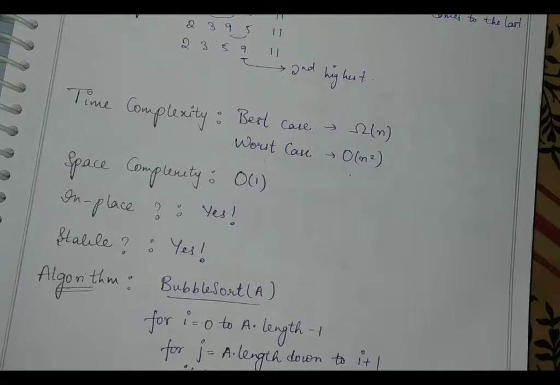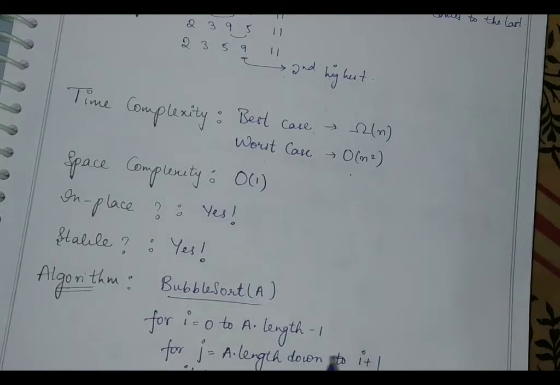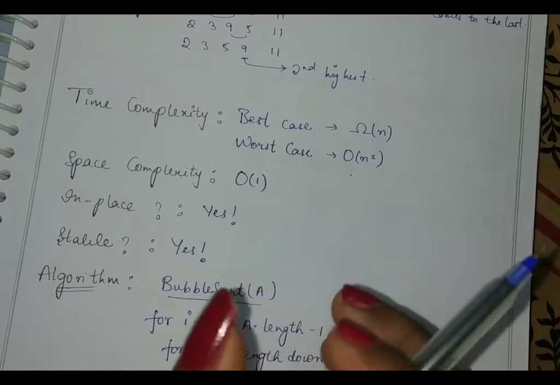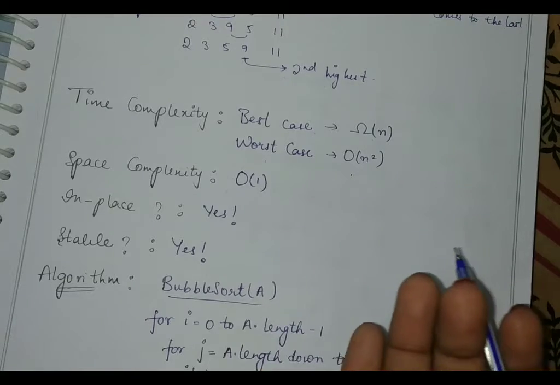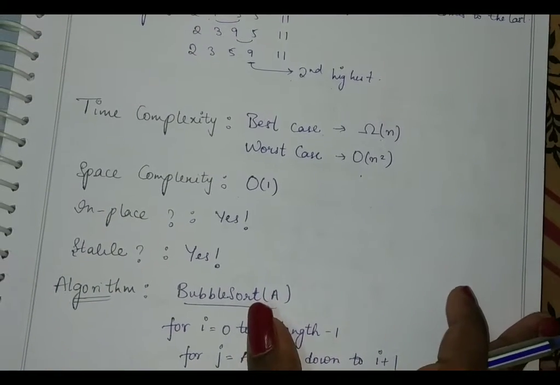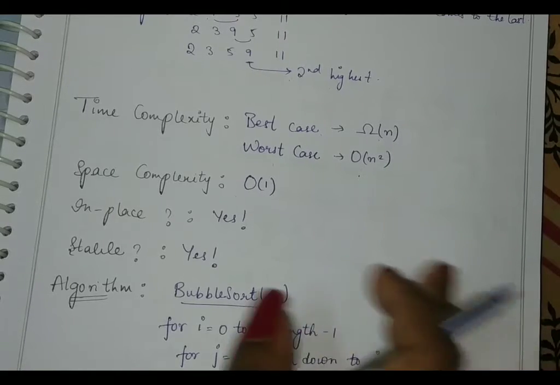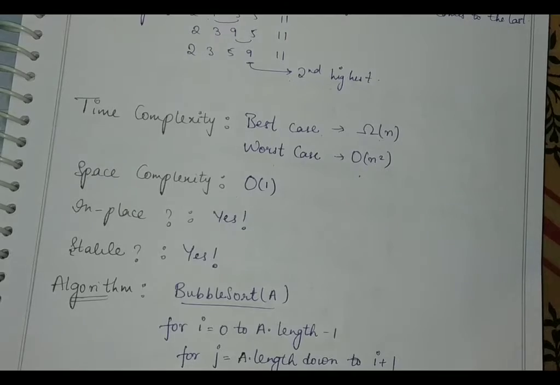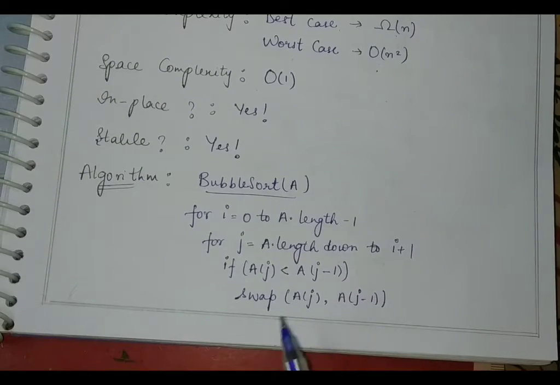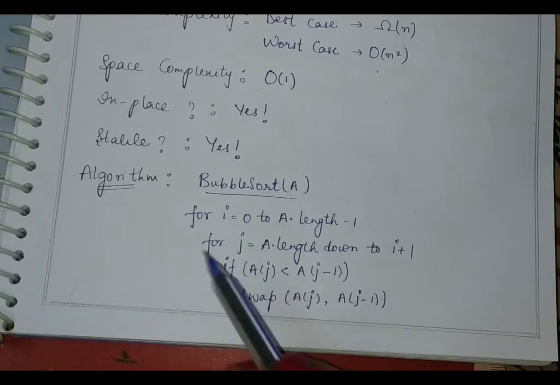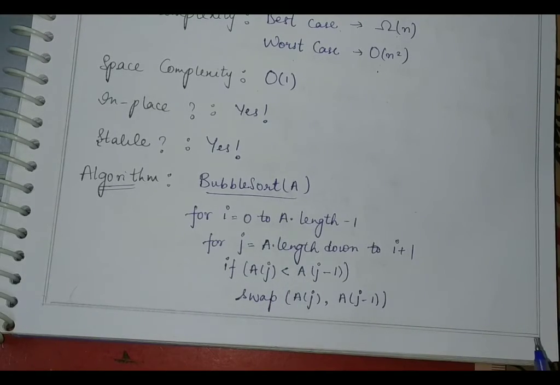And a stable algorithm is one where, if two objects with equal keys appear in the same order in the sorted output as they appear in the input array to be sorted, that is a stable algorithm. I don't think it's really important. It's okay if you just know the definition. And here's the algorithm. They generally ask for the algorithm, so just understand it line by line, then you will memorize it by yourself.